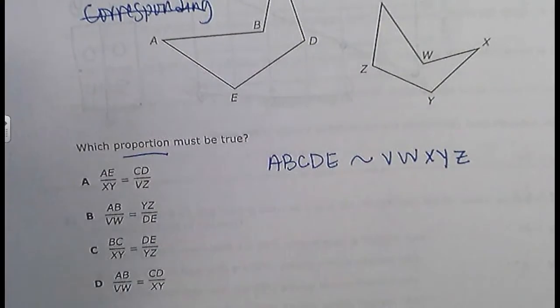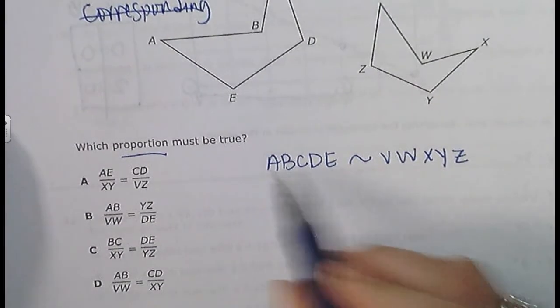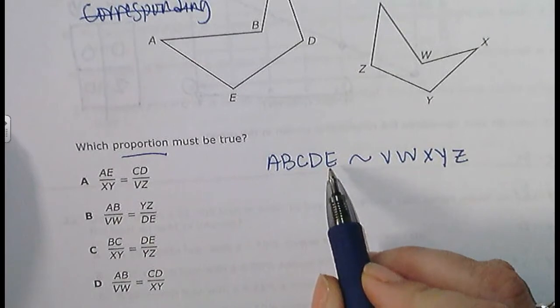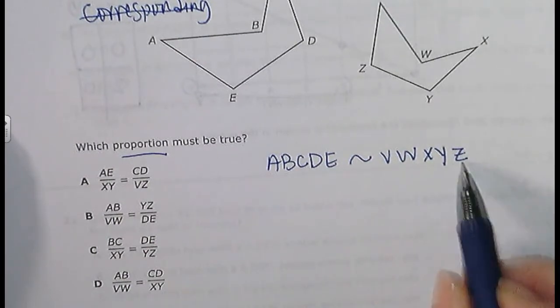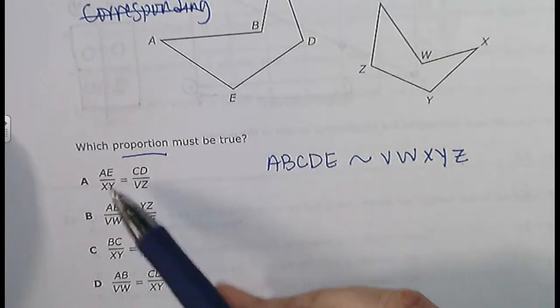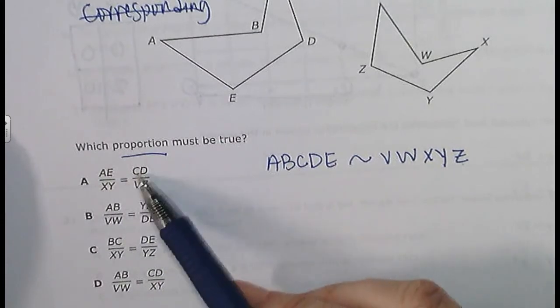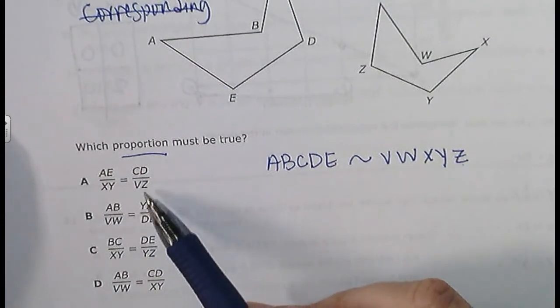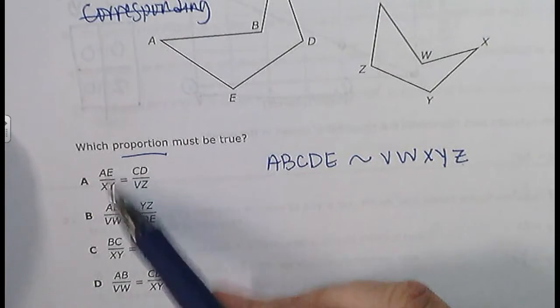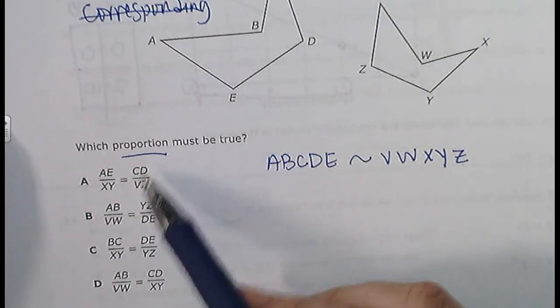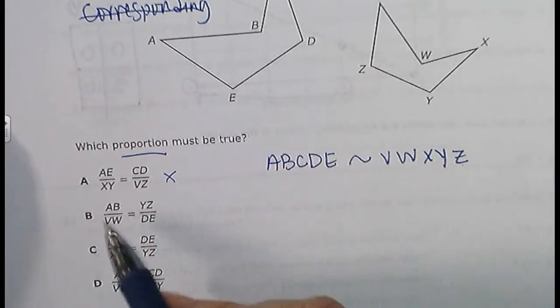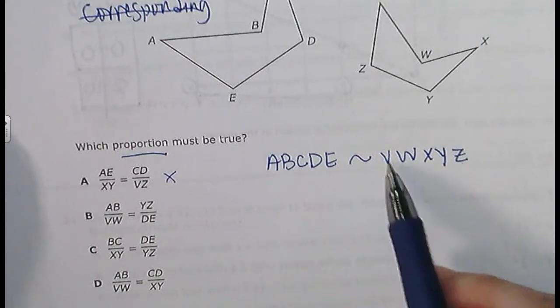AE. So the first one, the last one. Wouldn't your best friends be V and Z? It should be either here or here, not catty corner. No, because it's either got to be top and bottom or left and right. No, not that one. Next, AB, wouldn't that be VW?